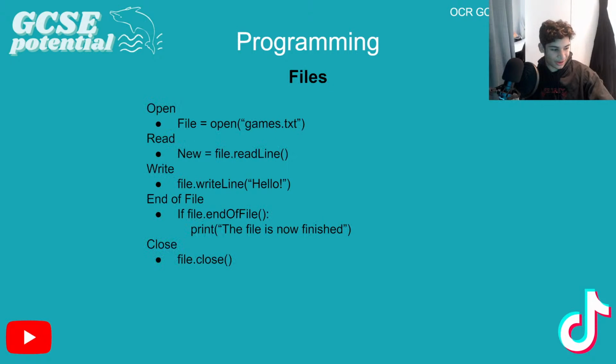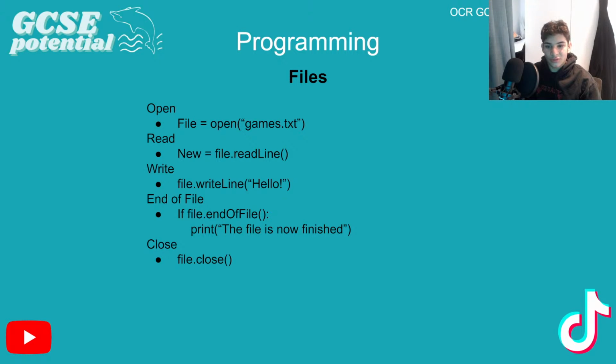Yeah, that's arrays done. Files. You need to know 5 different operations for files. You need to know how to open it, read it, write it, check if it's the end, and close. To open it is basically like assigning a variable. So file is our new variable, and we say it's equal to open games.txt. So that's our text file.